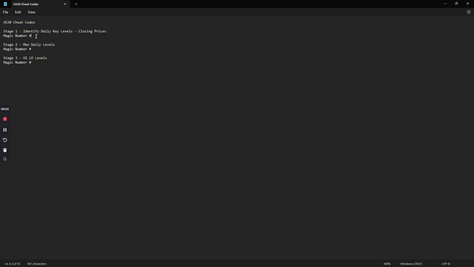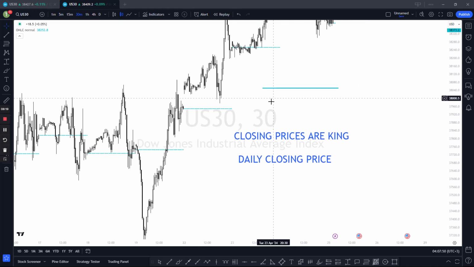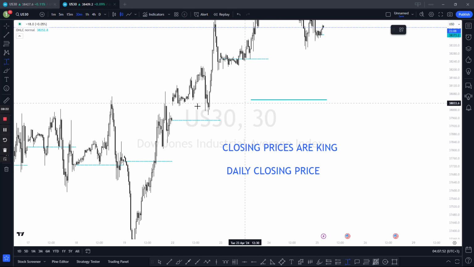Right? Magic number for this is going to be 90 points. Taking notes, I'd write that down. For identifying daily key levels using closing prices, daily closing price specifically, it's at 90. So once this line gets put in on the start of a new day using yesterday's previous daily closing price, we're going to go up 90 points on TradingView. We're going to mark up 90.